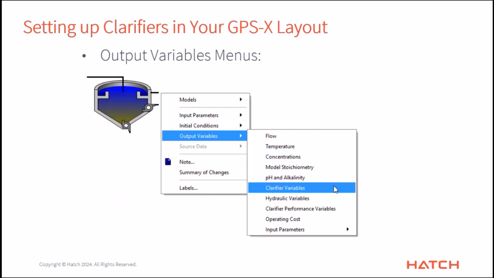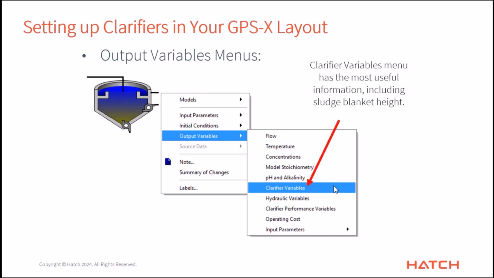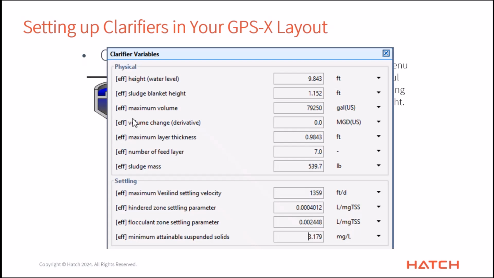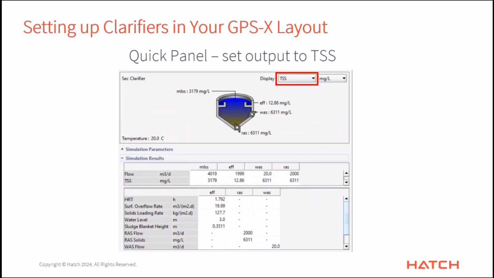Okay. So if you go to the output variables menu of one of those places and click on the clarifier variables, you'll find a few other things. As I mentioned, sludge blanket height, you're going to get some details about the settling velocities and total sludge mass in the clarifier and that kind of thing. There might be useful things here that you might want to take a look at.